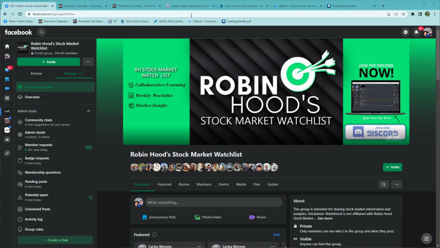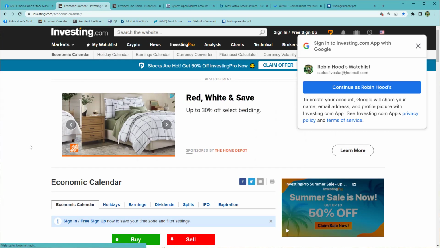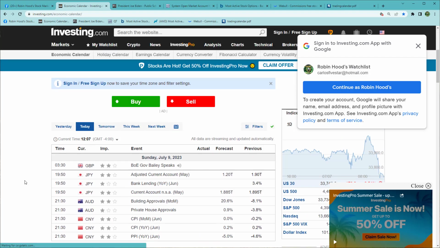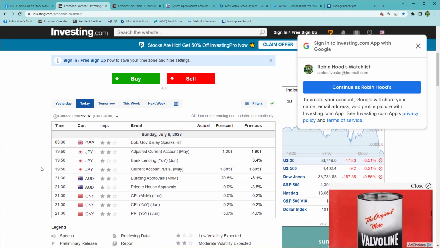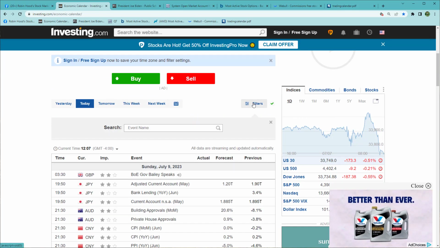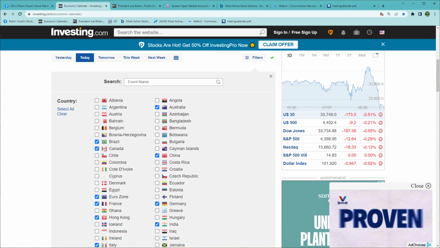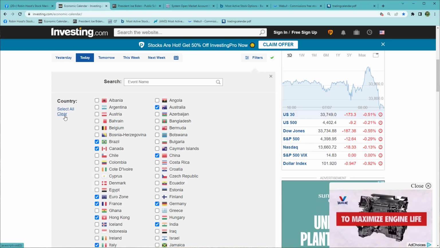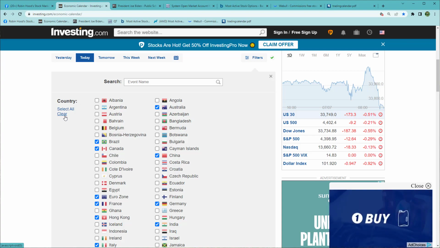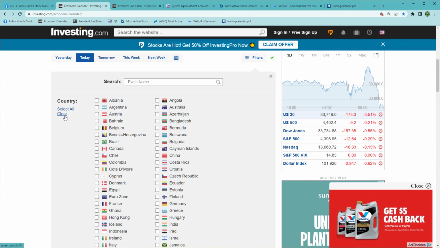There are several different ways you can look at economic reports, but one of our favorite ways is the investing.com website, or they also have an application you can download to your mobile device. When we're looking at the economic calendar, we need to make sure we're filtering the right stuff, because otherwise we're just going to get a lot of gibberish. So when we go to the filters part of the economic calendar, we want to clear everything.